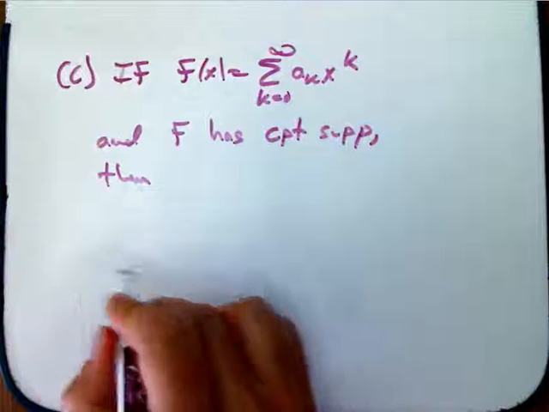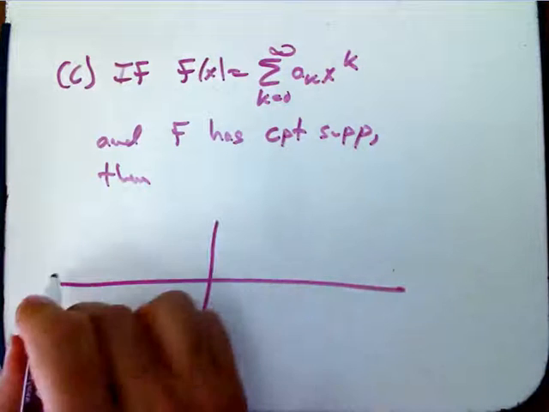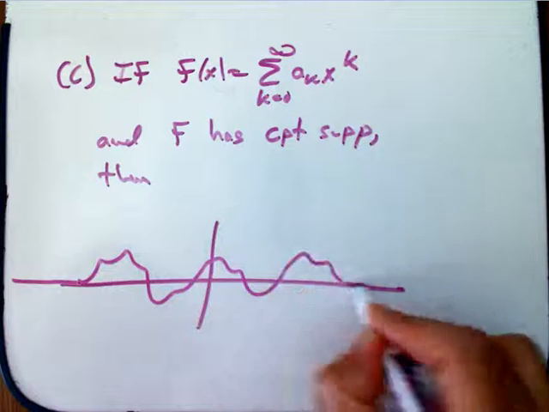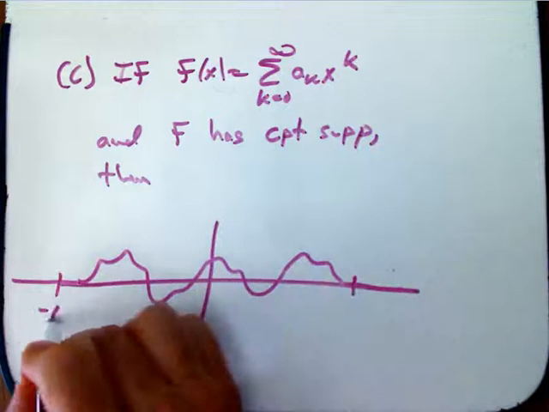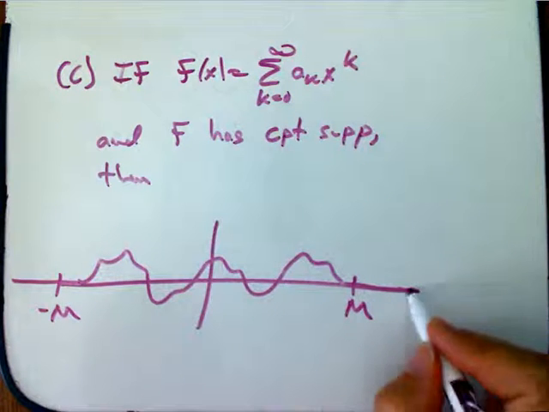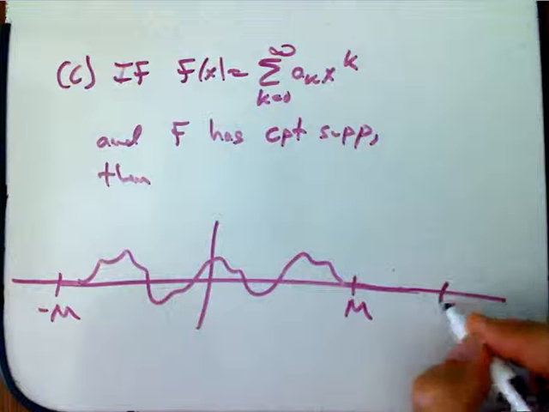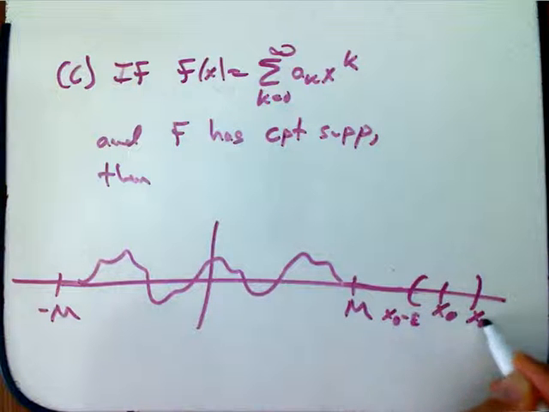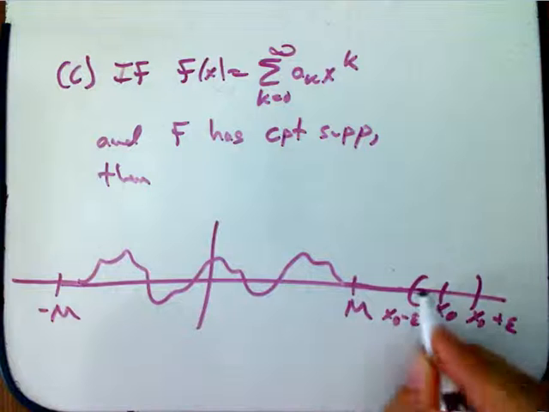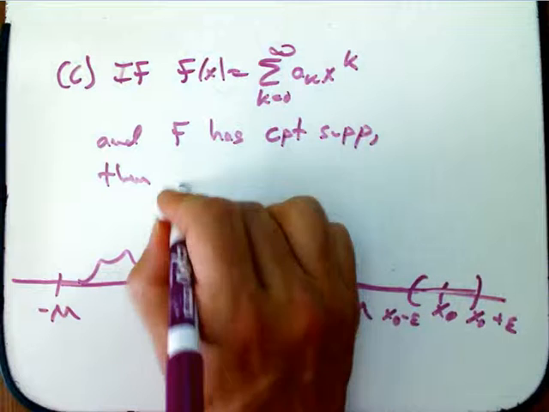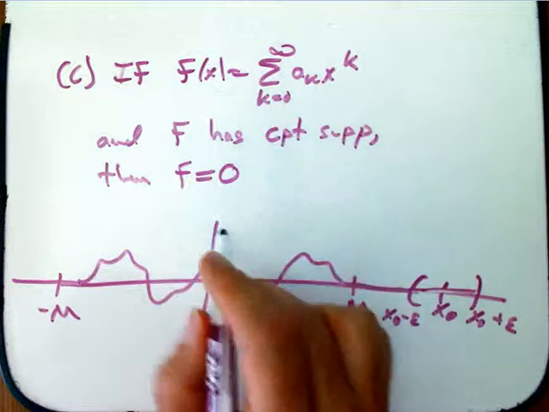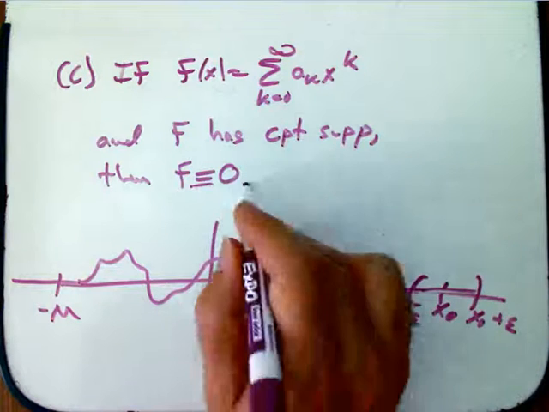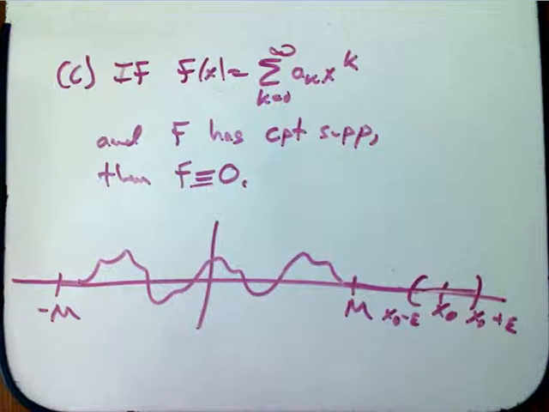then, okay, well, what does compact support mean? It means that it's 0 out here, it can do whatever it wants, but eventually it has to be 0. Outside of minus m to m, it vanishes. Okay, so just pick your x naught out here, and your epsilon in part b, so that it's out here. And so then f equals 0. Often when we want to say something's identically 0, we put a little third line. F is identically 0. It's not just 0 some places, it's the 0 function.